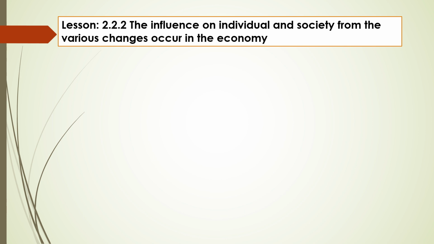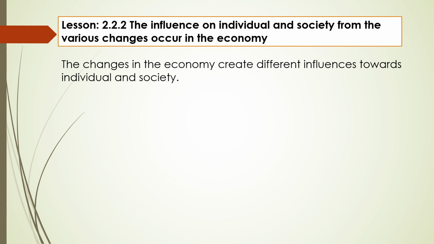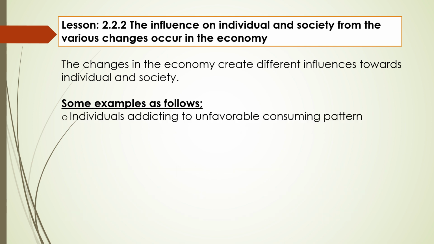It says the influence on individual and society from the various changes that occur in the economy. So the changes in the economy create different influences towards individual and society. As a result of changes in the economy, we will see how it influences the individual as well as society. Here we mention some examples. The first one, individuals addicting to unfavorable consuming patterns.